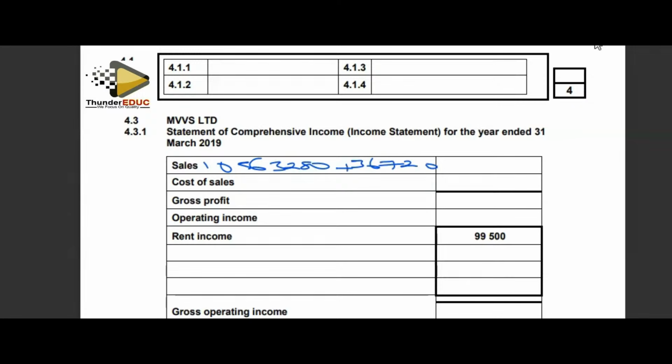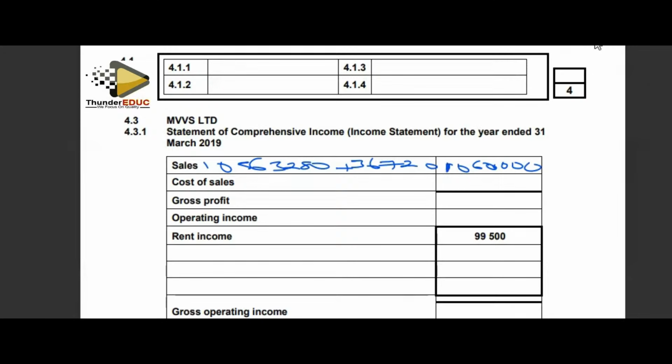So how much is it now? The amount we get is 10,600,000 what? 600,000. 10,600,000 if you add. So this is 1, please.